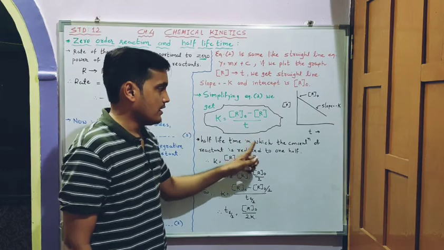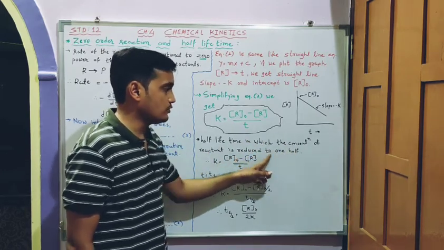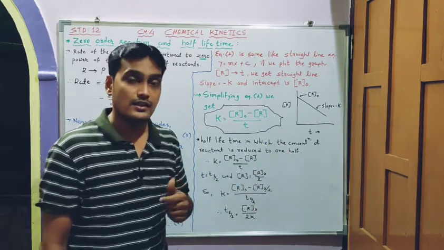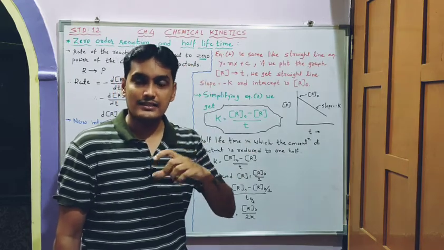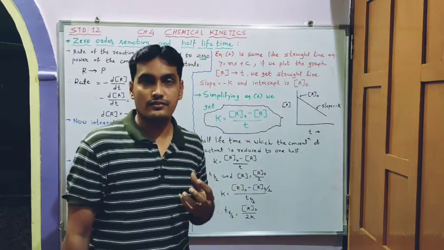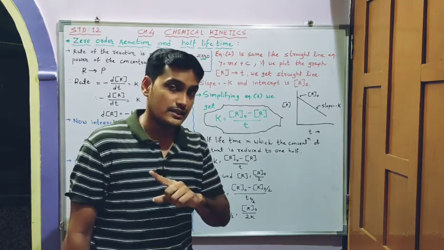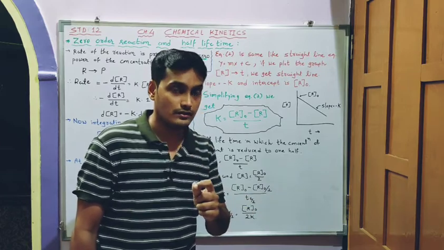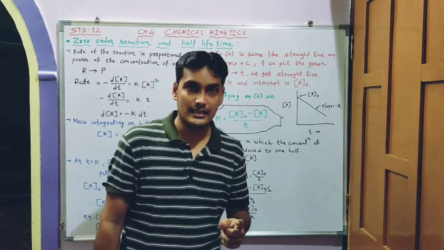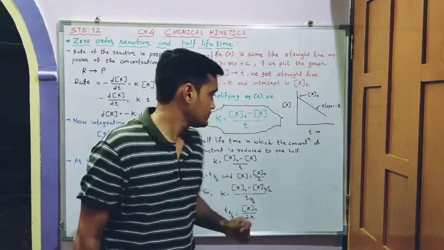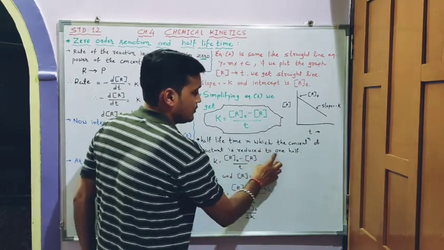Half-life time means in which the concentration of reactant is reduced to 1/2. Which concentration? The concentration in the initial period. Suppose in the starting of reaction, the concentration of reactant is 50 molar. Suppose when the concentration is reduced to 25 molar, exactly half of 50 molar, this time is known as T1 half. So in which the concentration of reactant is reduced to 1/2.